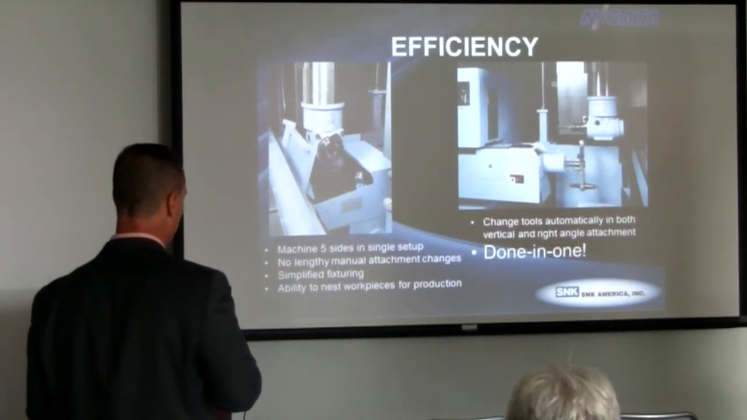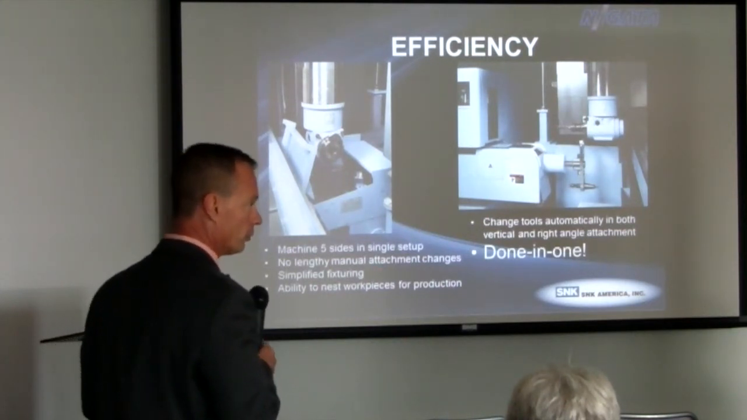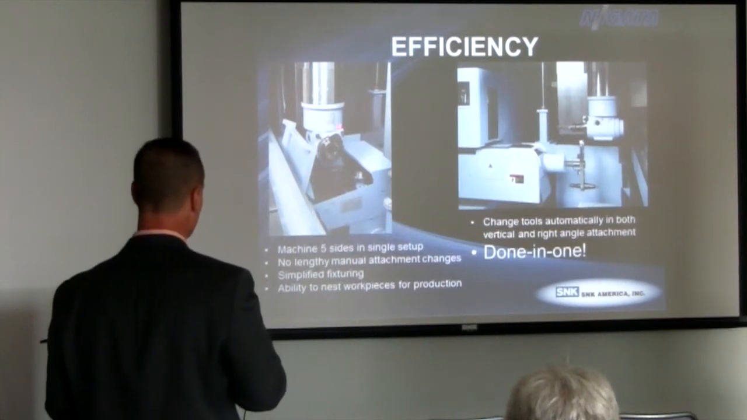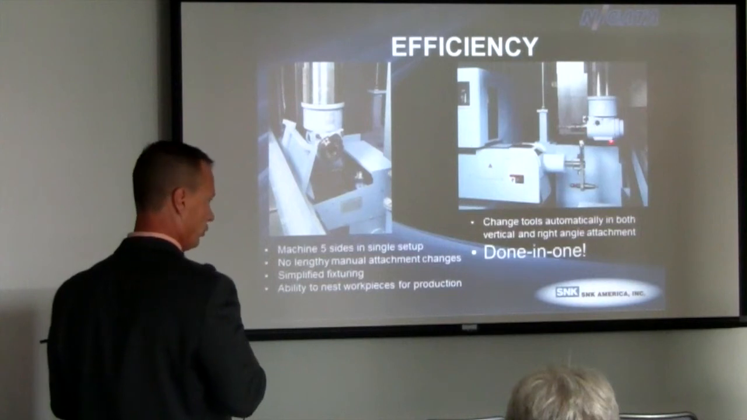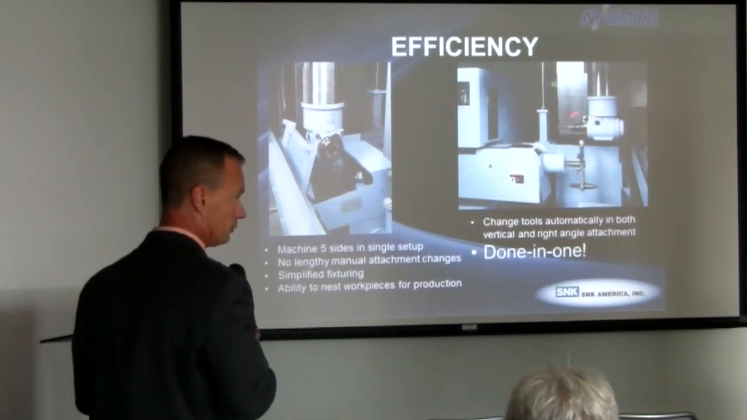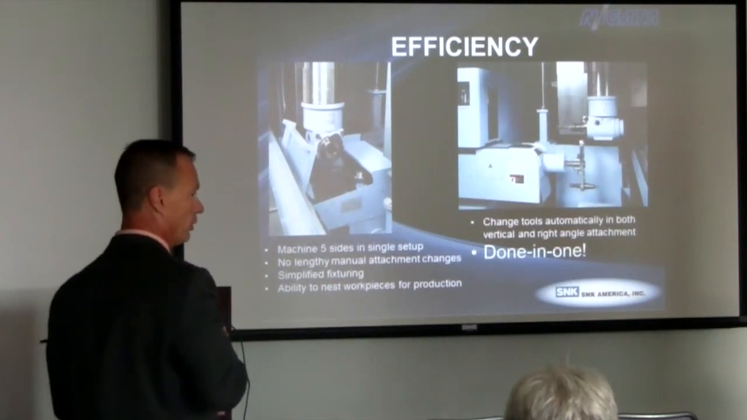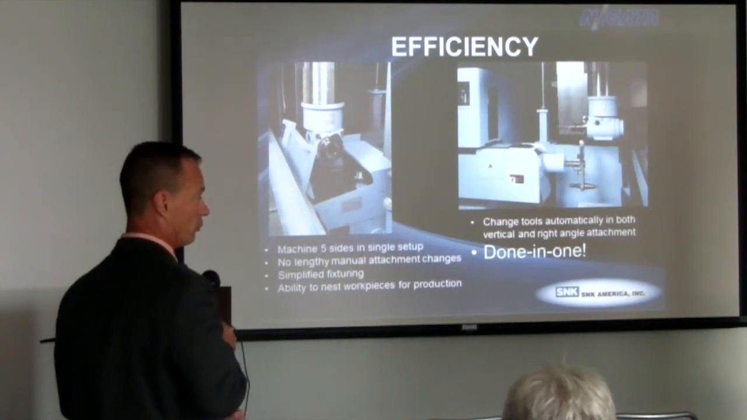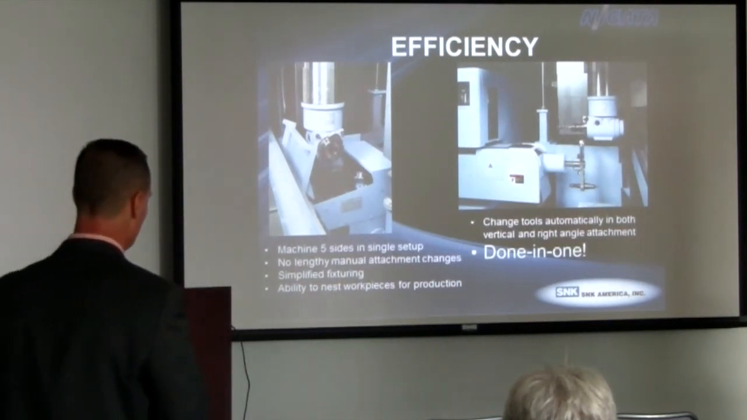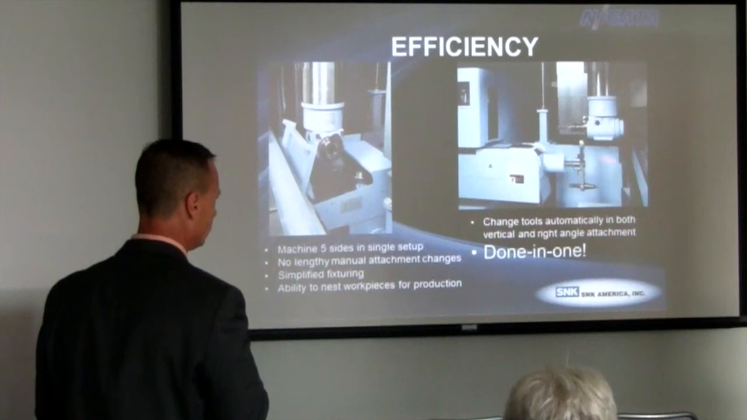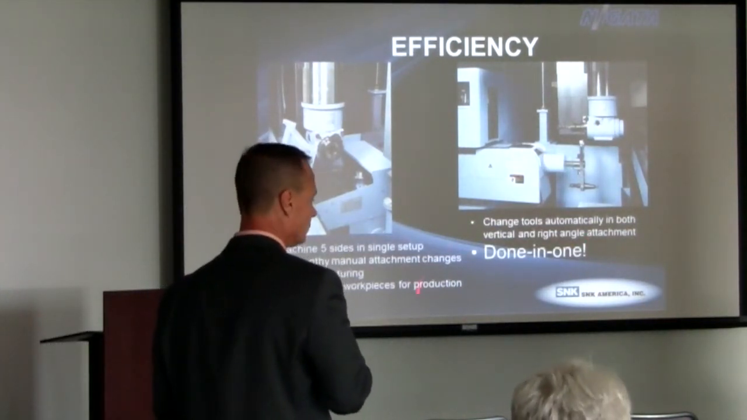When this is unloaded, we can put a Cat 50 tool right in the bottom of the quill and drive it like a vertical machining center. When we put this on, we can take this over to the automatic tool changer and it'll automatically change the tool in the right angle attachment itself. So we can load and unload the attachment automatically, and we can load and unload tools into the attachment or the vertical spindle automatically. You can see here we call this done in one, or one and done, whichever you prefer. One setup, the part is complete.